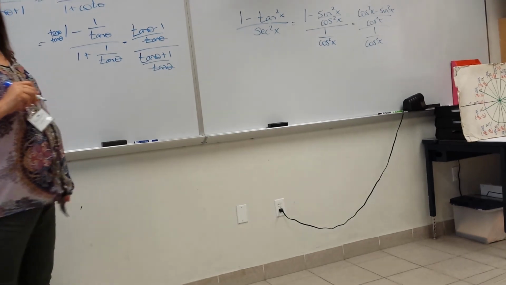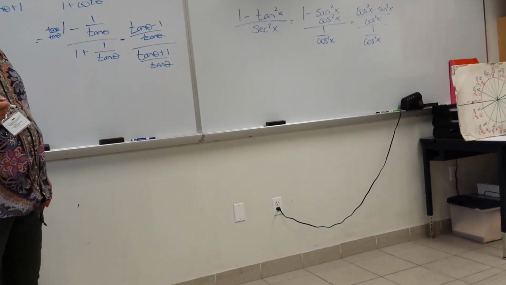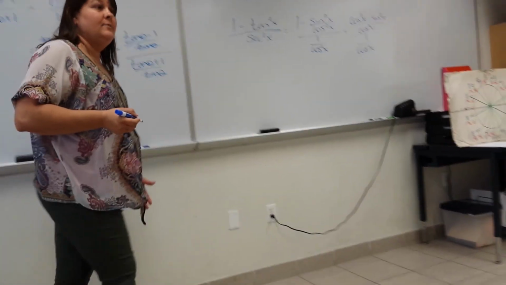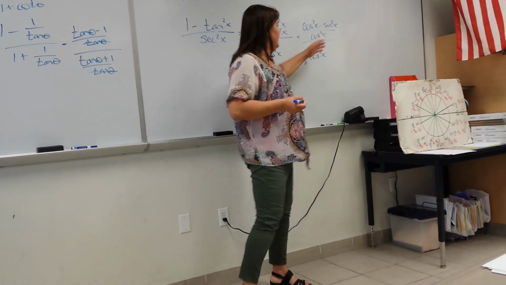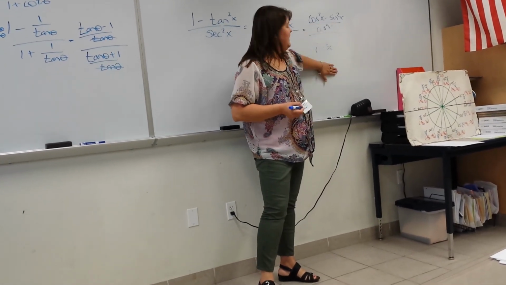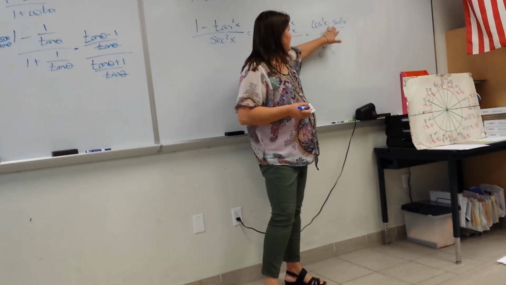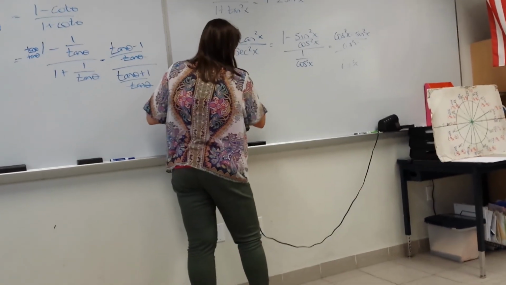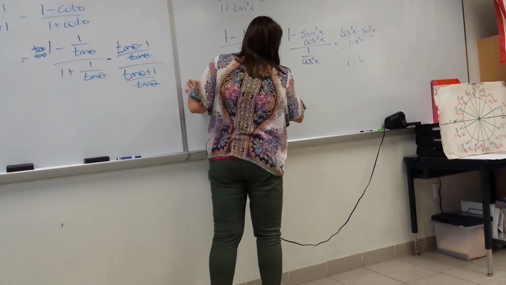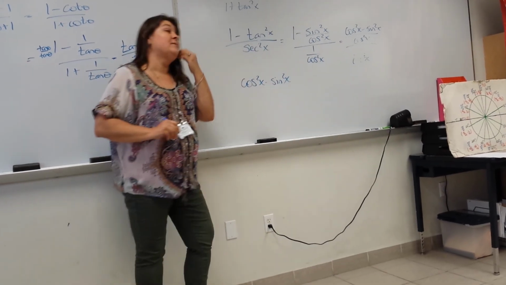Old lady trick. Before I flipped it, what could I do? Get rid of the denominators, right? Two fractions, same denominator, ignore it. Actually, I can ignore everything from here down. So what I'm left with is cosine squared minus sine squared.